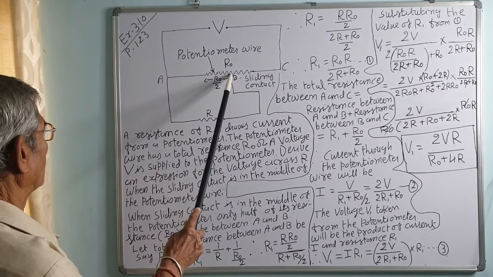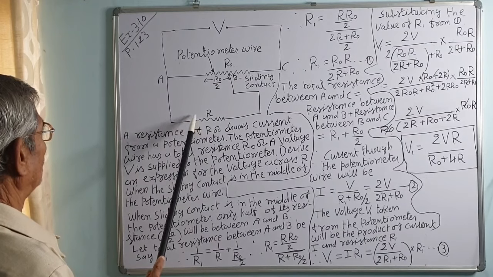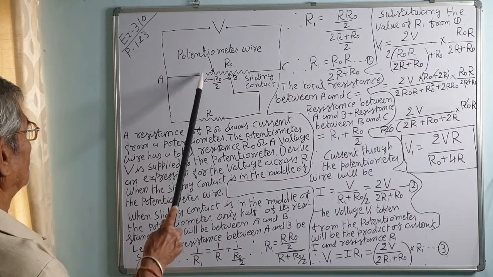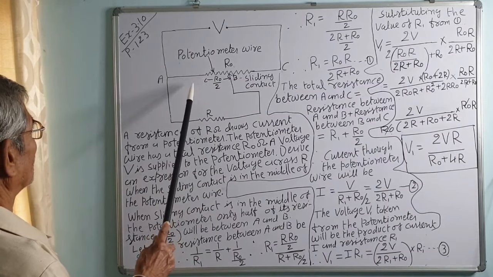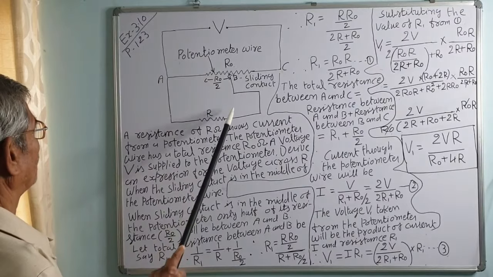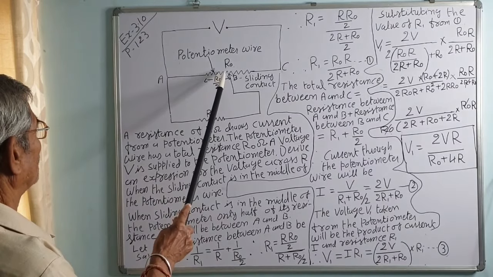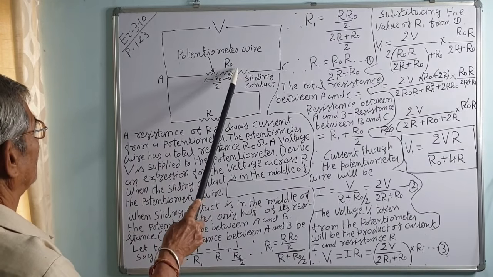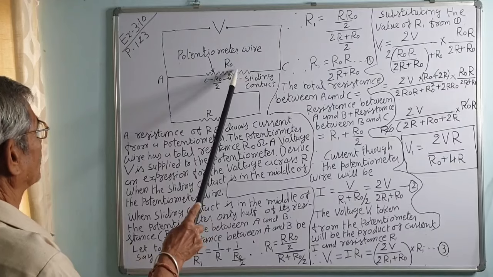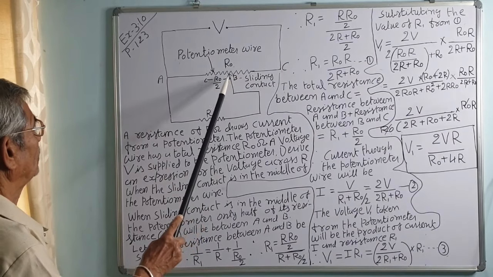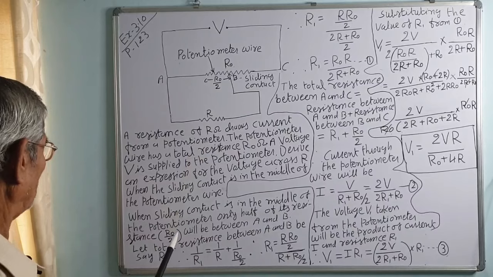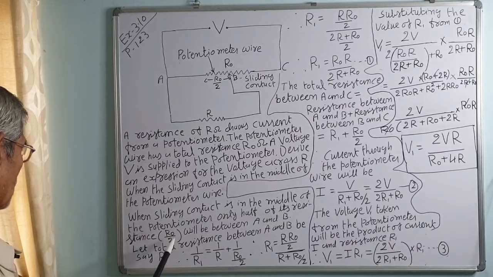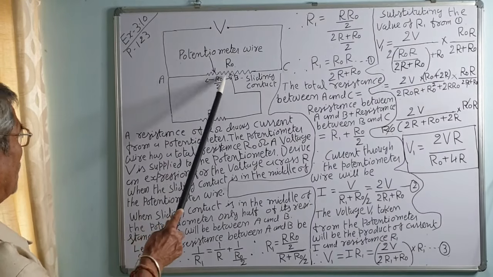When the sliding contact is in the middle of the wire, we have to derive the expression for the voltage drop across R, which is equal to the voltage drop across these two points also. So we will have to calculate the current. For the current, we will have to calculate the total resistance of the circuit. These two are parallel, so we will have to calculate the equivalent resistance, and again add the R0 by 2. This remaining portion has resistance R0 by 2. So it is in the middle. When the sliding contact is in the middle of the potentiometer, only half of its resistance, R0 by 2, will be between A and B.